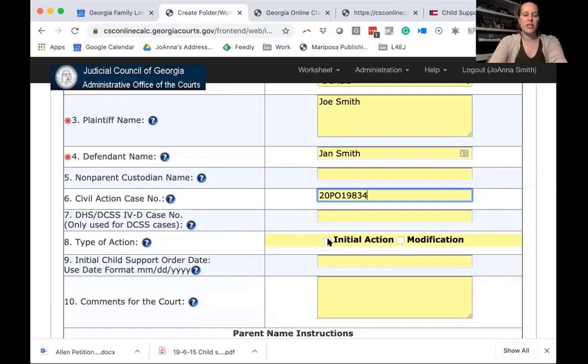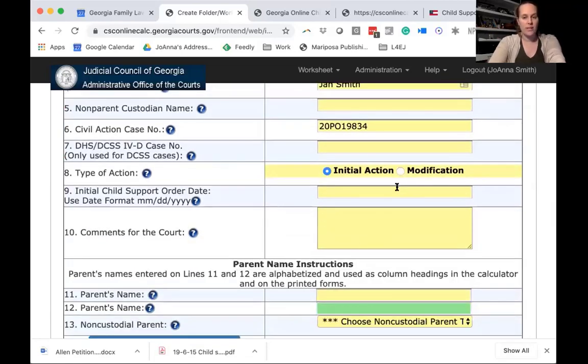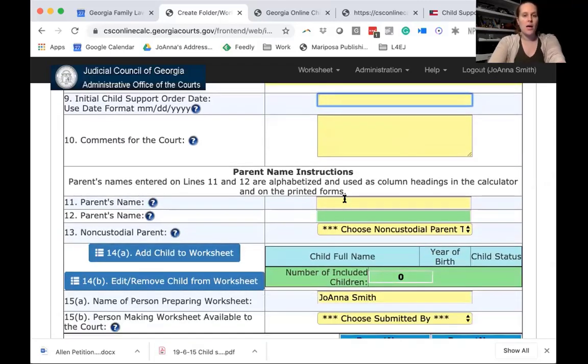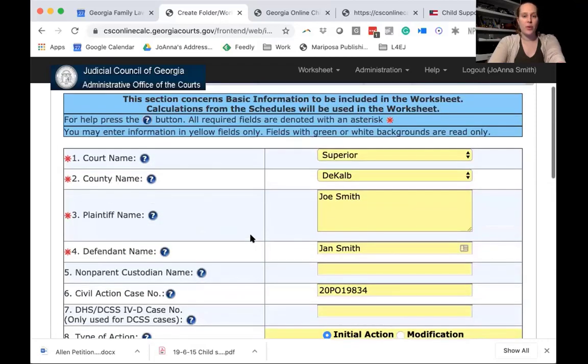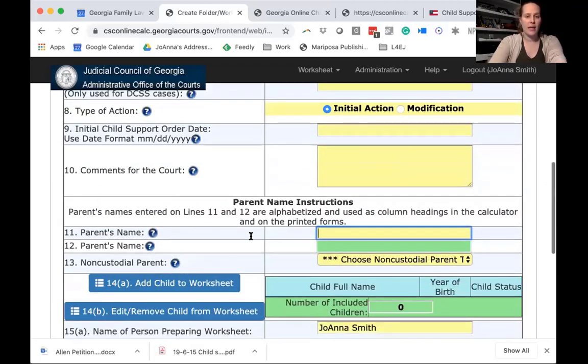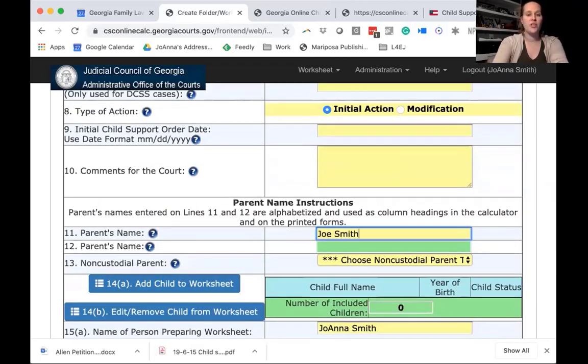The type of action: if there's never been a child support order in place before, it's an initial action. If you are modifying a previous order, then it's a modification. If it's a modification, you're going to put the date here. This is repetitive. You have to put the parents' names back in, and you have to spell them correctly. It's going to make you certify.